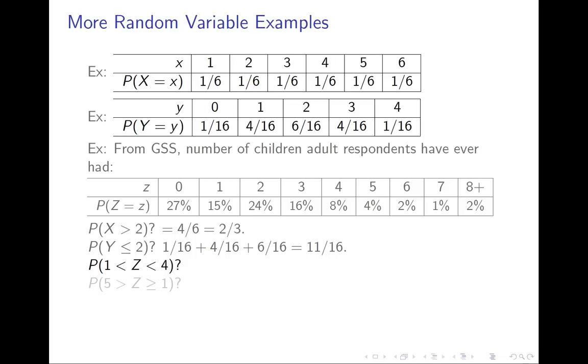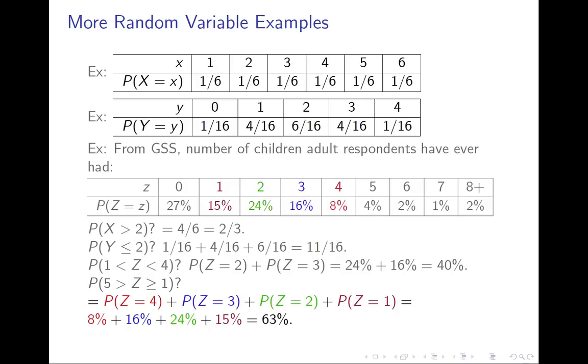Well, that's a fancy way of saying it's 2 or 3, because those are the only possibilities for z, which are between 1 and 4 exclusive. So we just add up the probability of 2 and the probability of 3, and we get 40%. Similarly, if I ask, what's the chance a randomly selected person will have at least one child, but fewer than 5? You'll note that that includes the events 1, 2, 3, and 4. You add them up and you find out it's 63%.